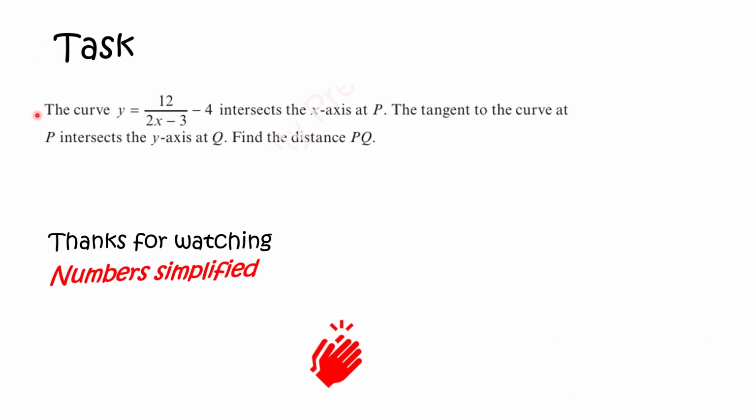If you have made it thus far, I say congratulations to you. I'll leave you with the following task. The curve y = 12/(2x - 3) - 4 intersects the x-axis at P. The tangent to the curve at P intersects the y-axis at Q.